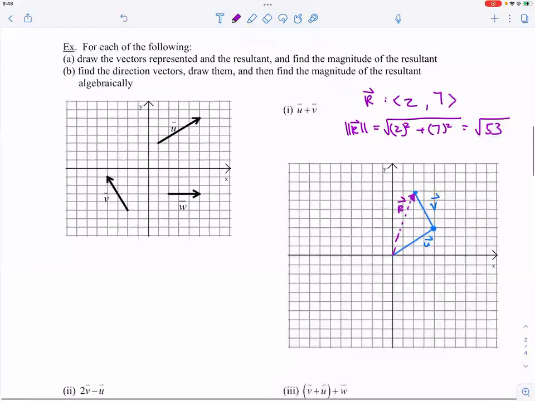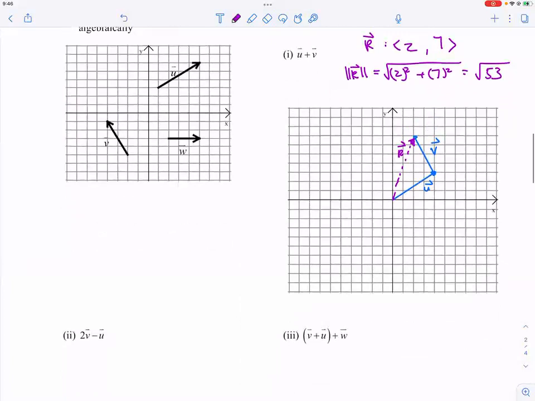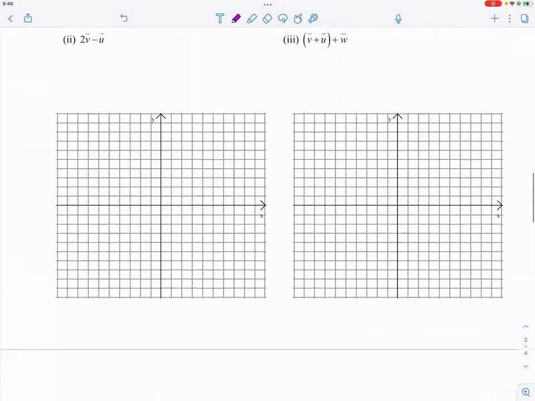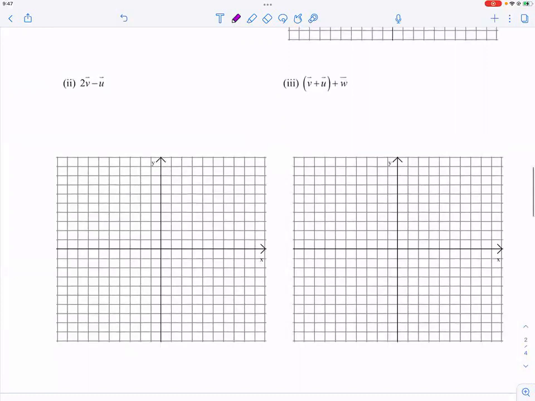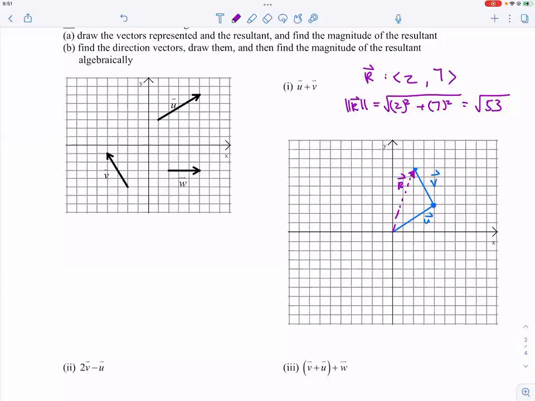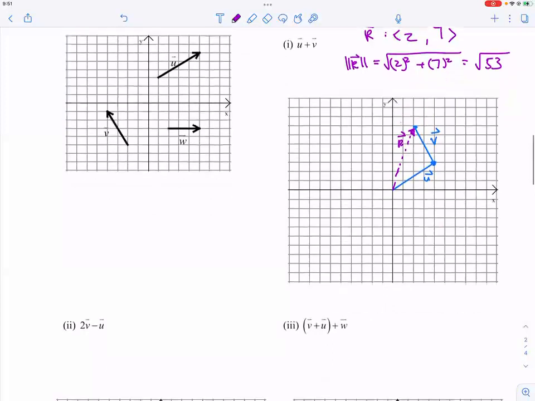All right, go ahead, take a moment. Okay, I want you to try out the next 2, the bottom 2. How would you draw 2v minus u, and how would you draw v plus u plus w? Okay, so go ahead, try it out. I'll give you 2 minutes.